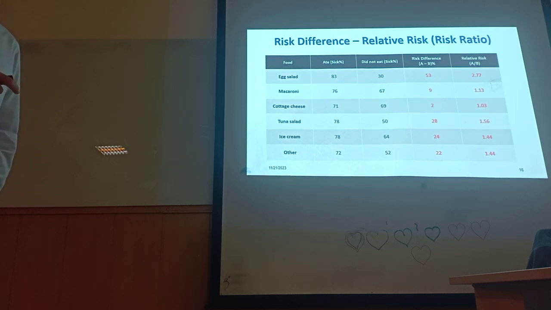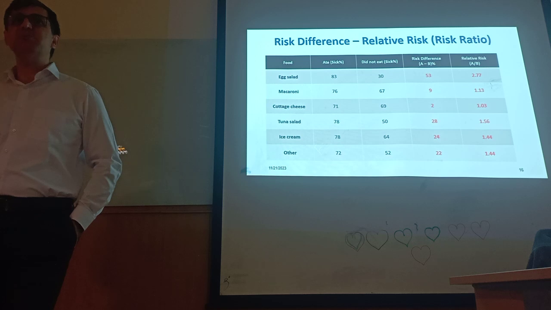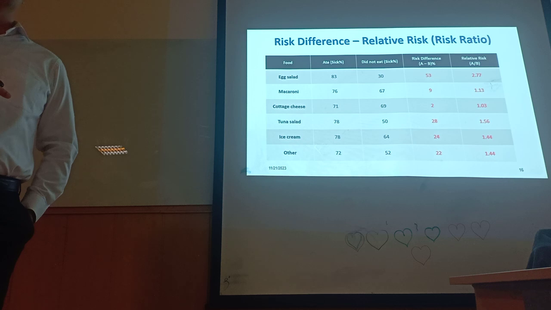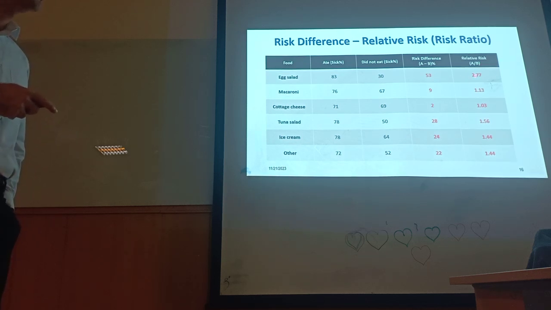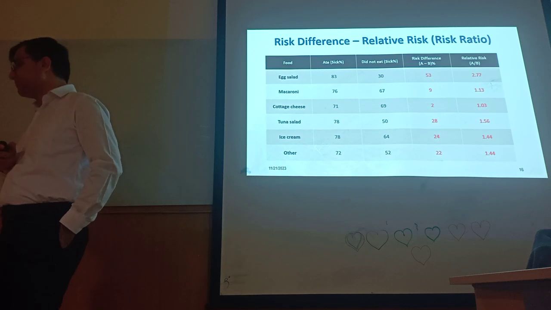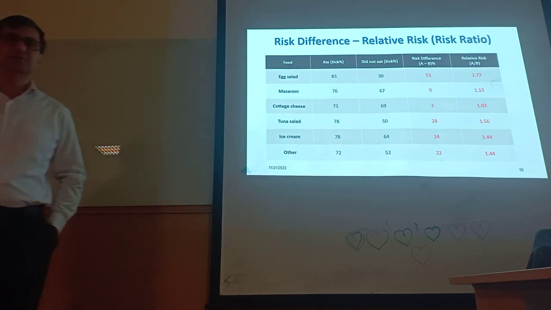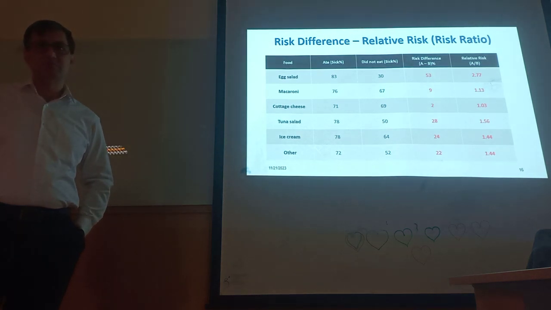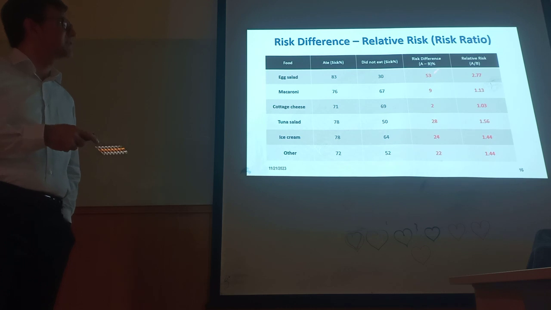Can't we say on the basis of relative risk which is more dangerous? Yes, actually. Please wait, I will explain the difference between risk difference and relative risk. Again, the risk ratio for egg salad is greater than for other food items. What does 2.77 mean? Relatively, the risk of eating egg salad is much more than others.